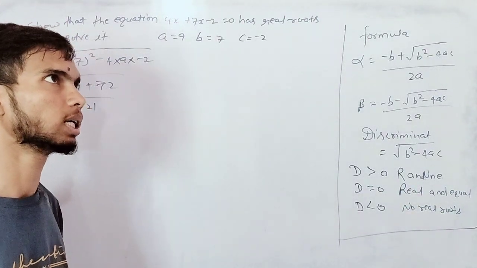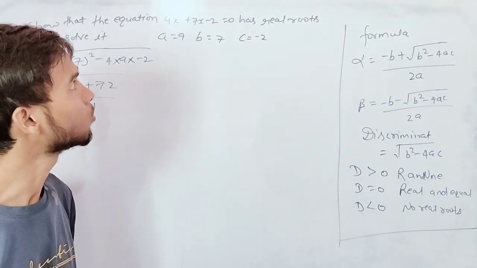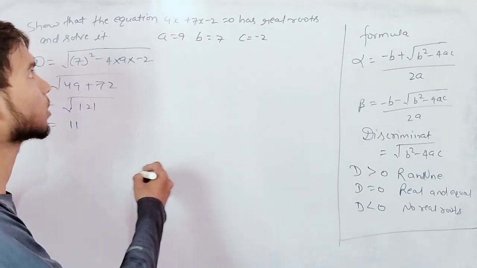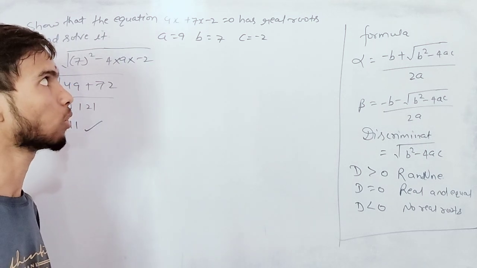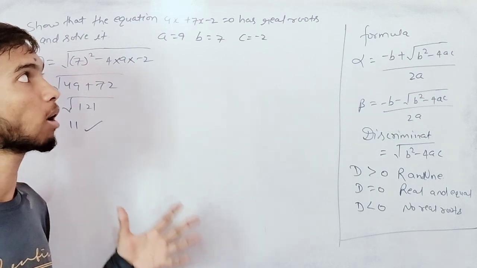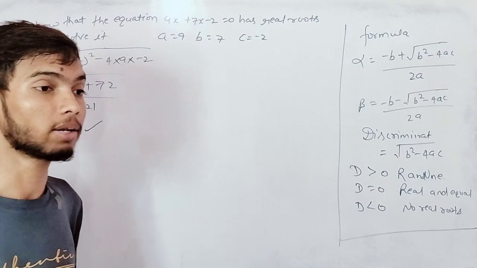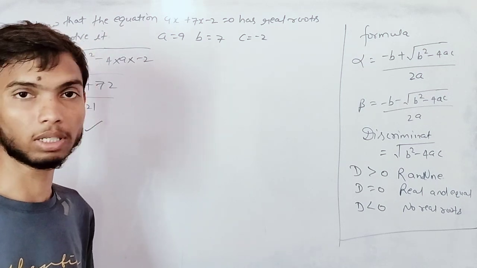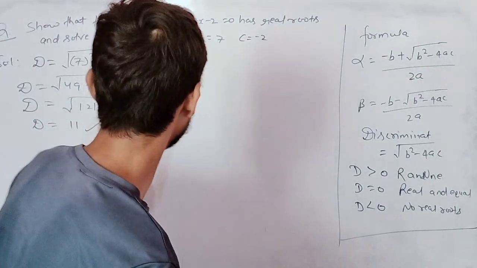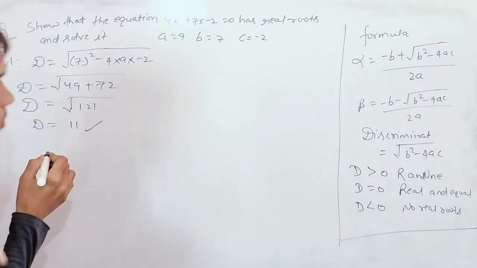Next, it is telling us that we have known it has real roots. Since 11 is greater than 0, we will get real roots, and both will be unequal.